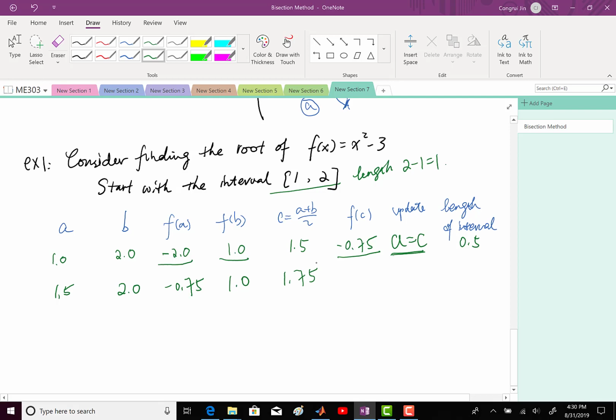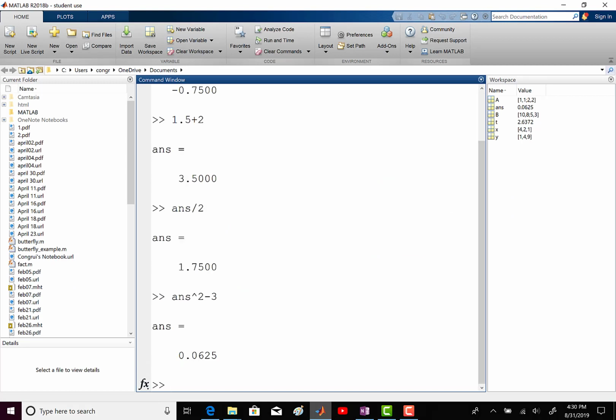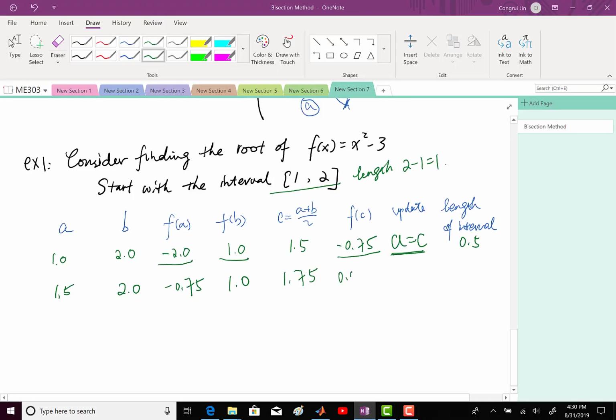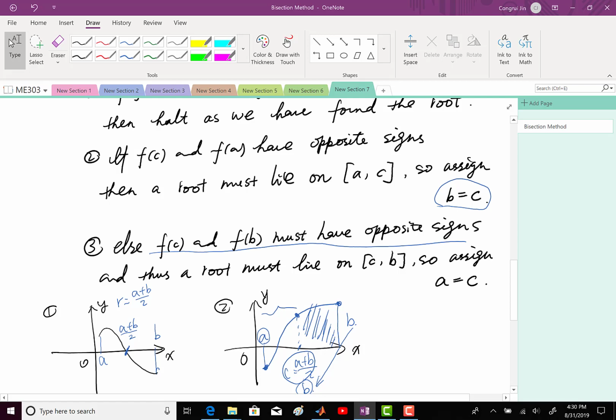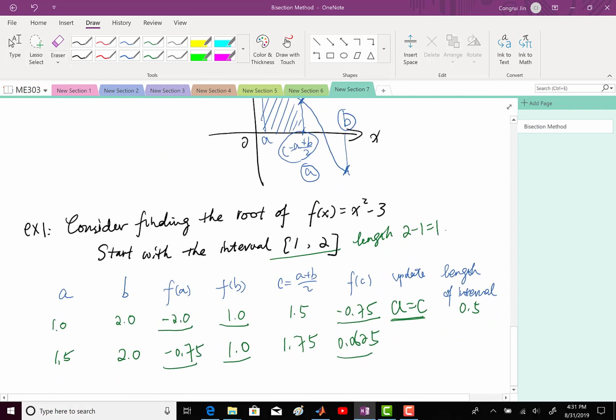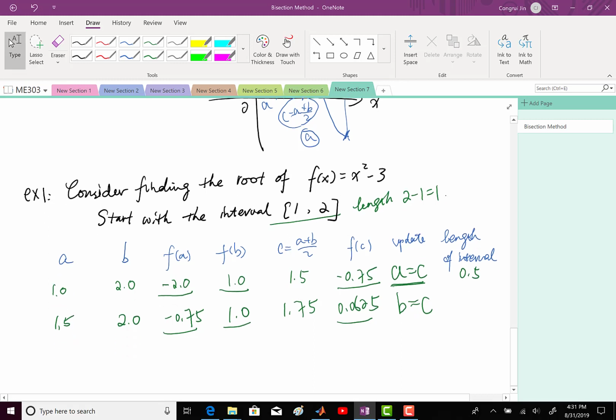And then we can evaluate the FC. FC is 1.75 squared minus 3. So it's 0.0625, right? So we can see here FA is negative, FB is positive, FC is positive, right? So this will be scenario 2. FC and FA have opposite signs. So we need to assign C to the value of B, right? So the length of the interval is further shrunk by 1/2.